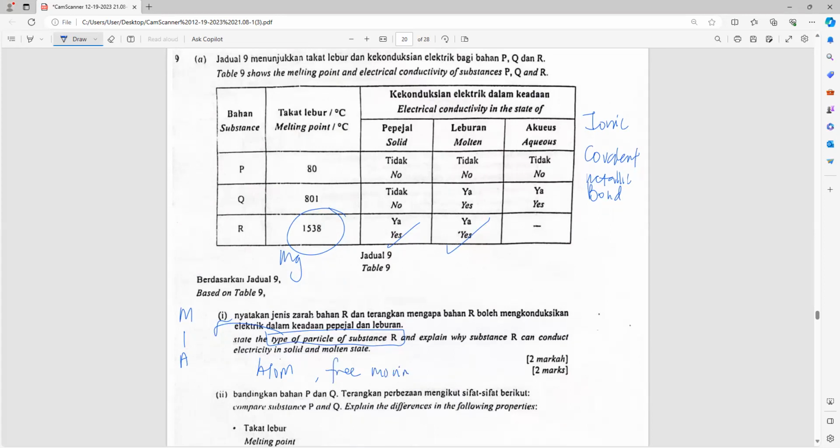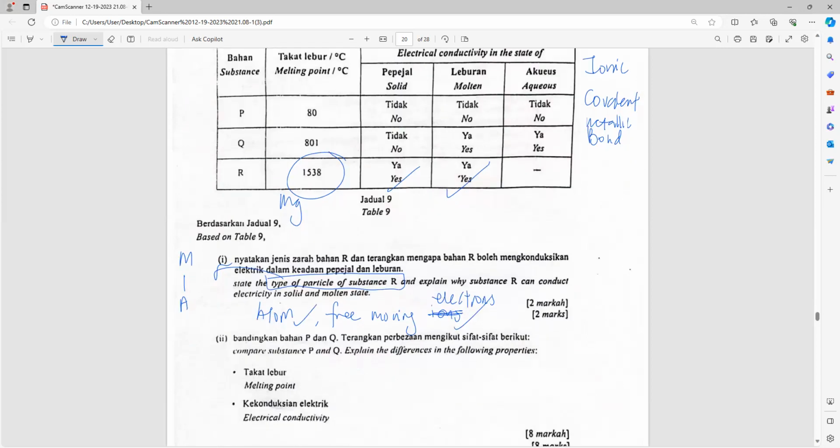Okay, I want to ask you, can I put free moving ions here, or do I need to put free moving electrons? Free moving electrons. Free moving electrons is the perfect answer. Okay, because in a metallic bond, yes, I got ions, but it is the electrons that are delocalized and are allowing it to conduct electricity. Okay, so 1 mark here, 1 mark here.